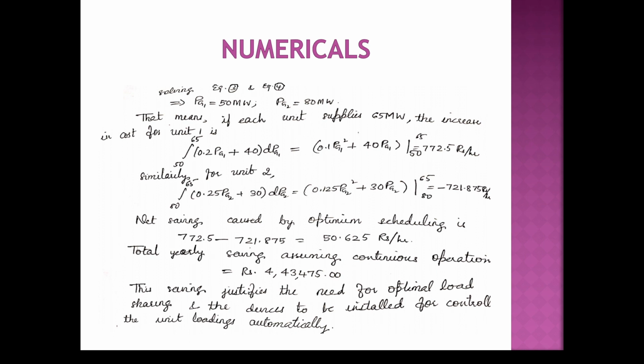So total yearly saving, assuming continuous operation, will be 4,43,475 rupees. So this saving will justify the need for optimal load sharing and the devices to be installed for controlling the unit loadings automatically.